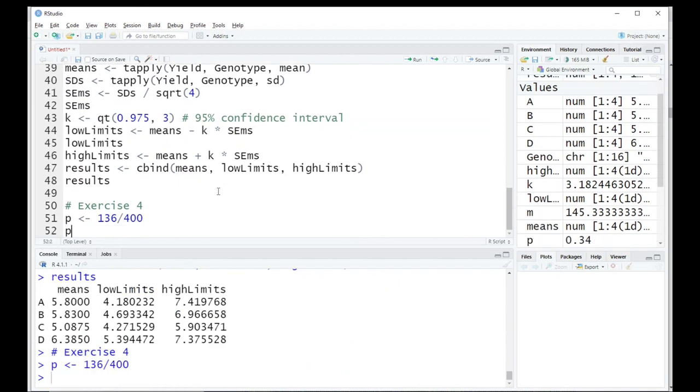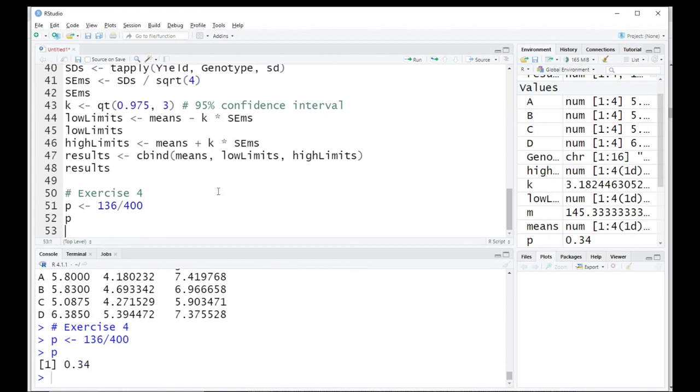So the proportion of surviving insects was 0.34. This is a statistic. It is not a mean. It's not a standard deviation. It is a statistic relating to a sample. So it is a sample statistic.